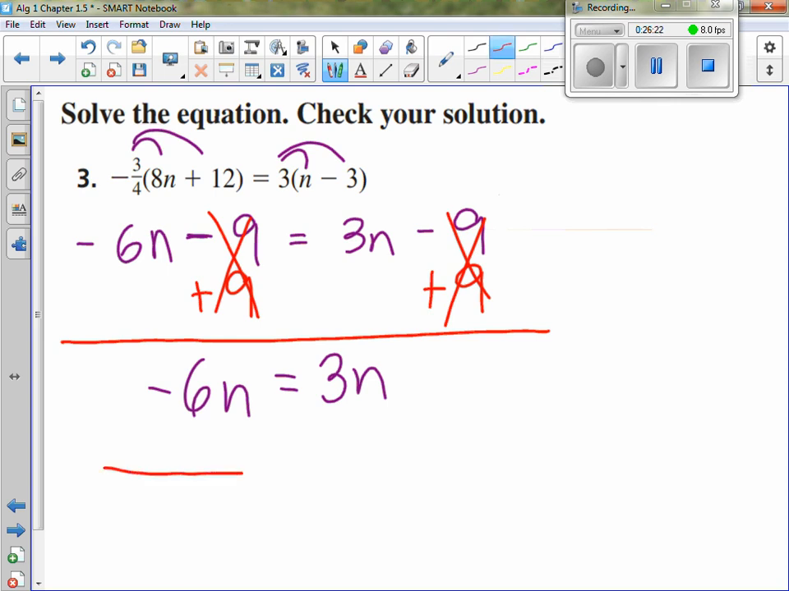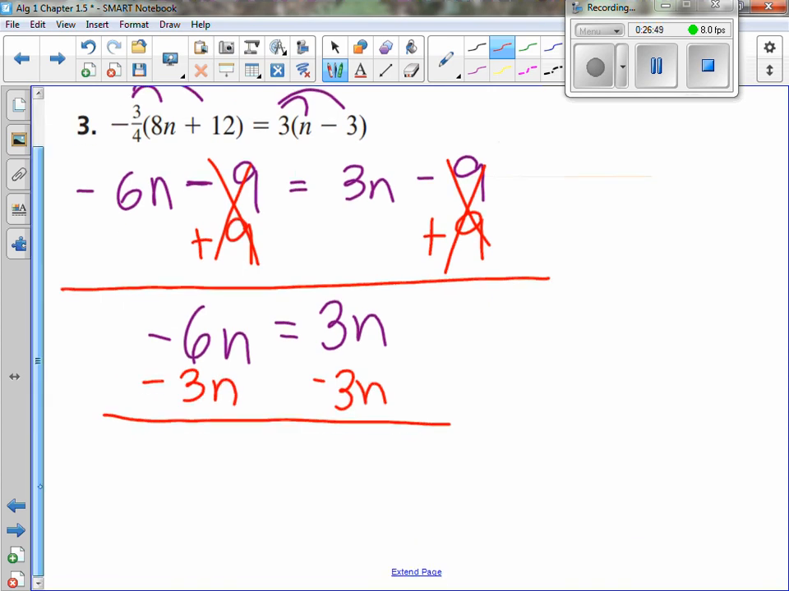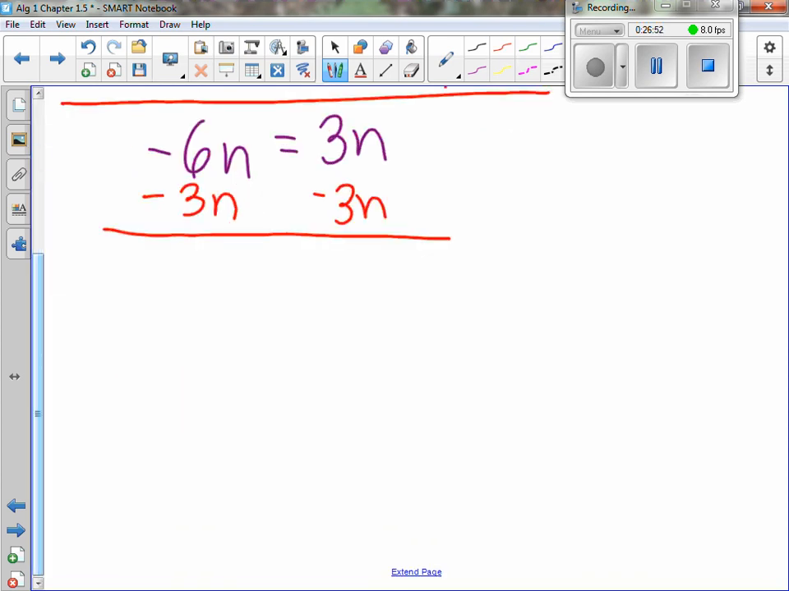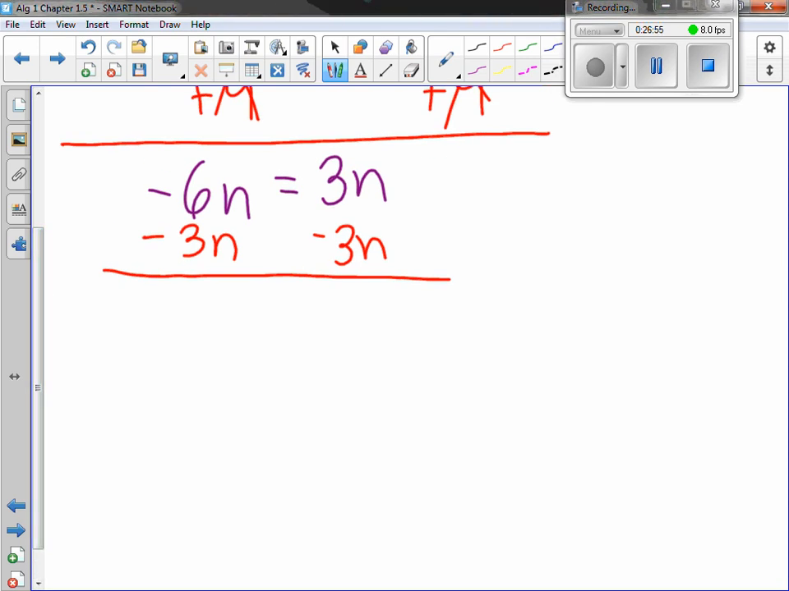So when we move ns, I'm either going to add 6n to both sides or subtract 3n from both sides, because 3 is positive. We can subtract 3n, yes. So I can subtract 3n from both sides. And when I subtract 3n from both sides, well, 3n minus 3n is 0. Negative 6n minus 3n. Well, negative 6 minus 3 is what?